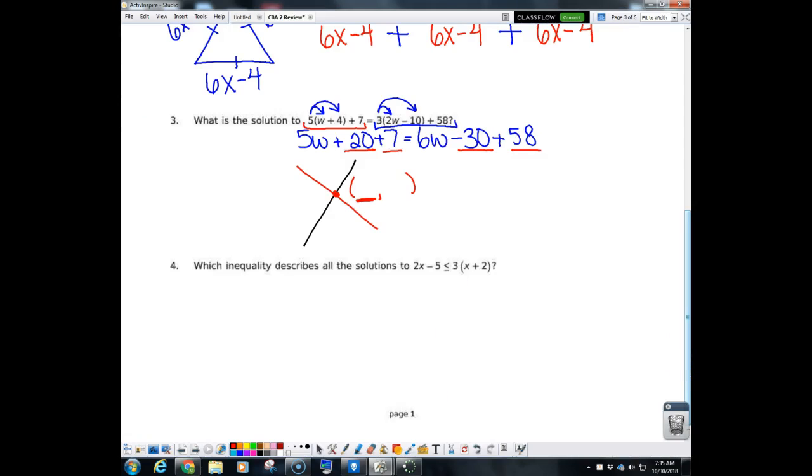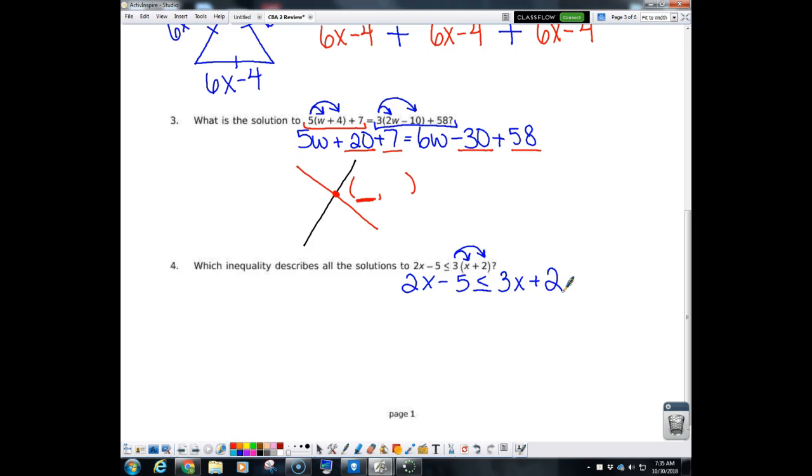Okay, so number 4, which inequality describes all the solutions to 2x minus 5 less than or equal to 3 times the quantity x plus 2? So again, if you're doing it by hand, you have to distribute, get rid of the parentheses, right? So it'd be 2x minus 5 is less than or equal to 3x plus 2. And then you have to get the variable on one side, and then opposite of addition and subtraction, and then multiplication and division. Or again, put it into Desmos.